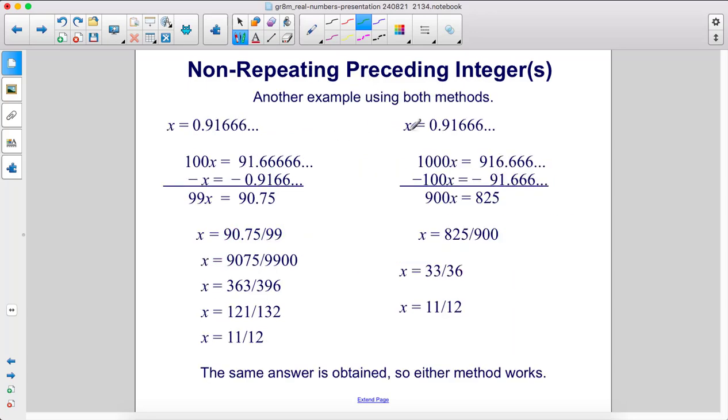Here's another example using both methods. X equals 0.91666, where 6 is the repeating decimal. So we're going to create 100x, and then we're just going to subtract x, which gives us a fraction that has a decimal in the numerator. So to get rid of that, we multiply top and bottom by 100, so that we get 9,075 over 9,900, then simplify to 11 over 12. Over here, we create two equations, 1,000x, and then we subtract 100x, and we get 900x equals 825, which are both integers. So then you just create the fraction and simplify. The same answer is obtained, so either method works.